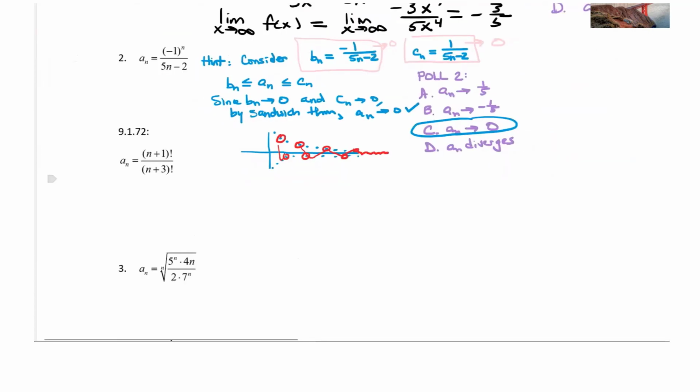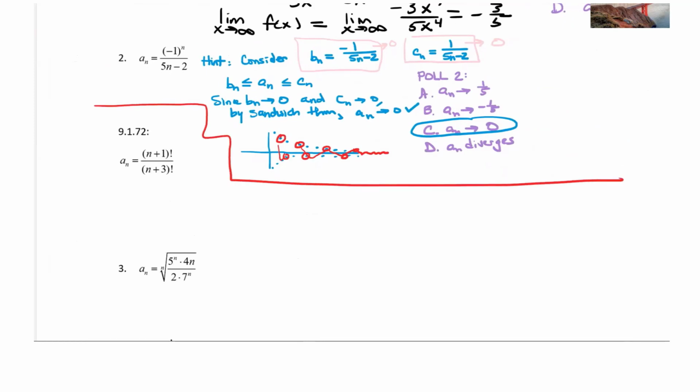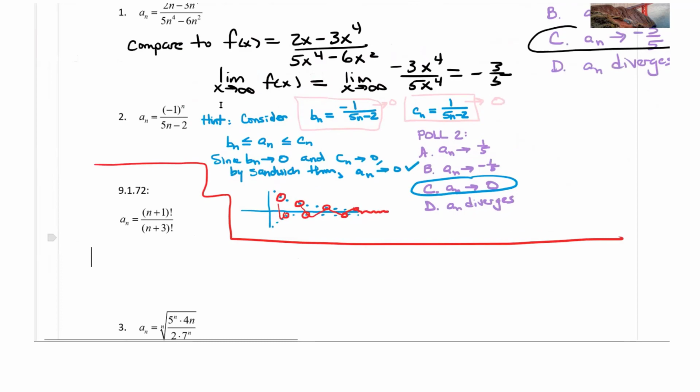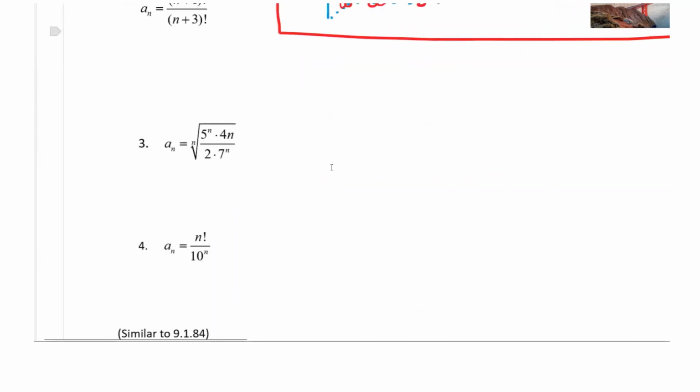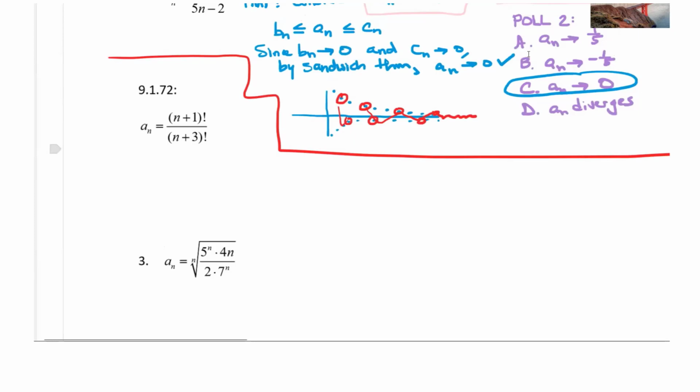Okay, so the next problem on sequences, we are looking at 9.1.72 from your textbook. We're still trying to determine if this sequence converges or diverges, but it's a sequence that involves factorials. I know not everybody's seen factorials before. So one of the things you're going to need to do with factorials often is to simplify them by writing them out long ways.